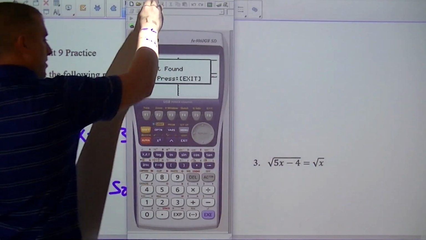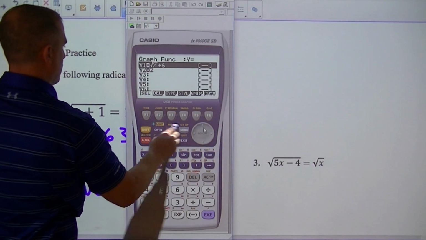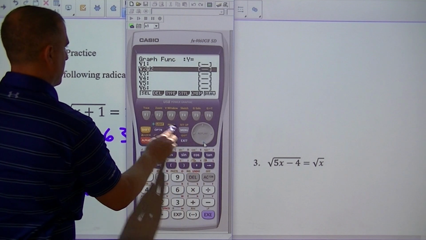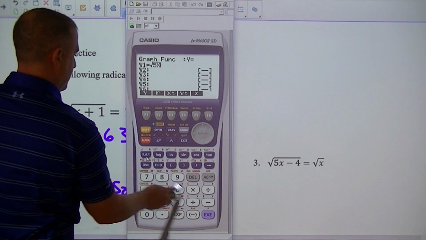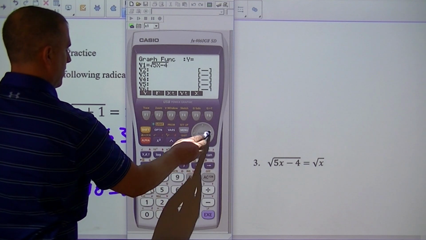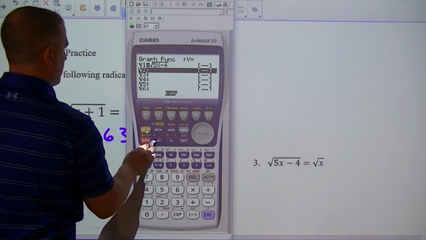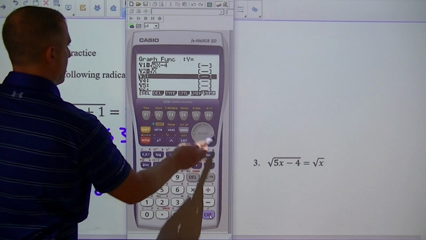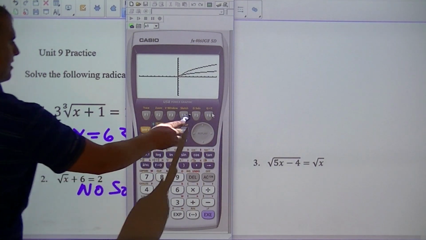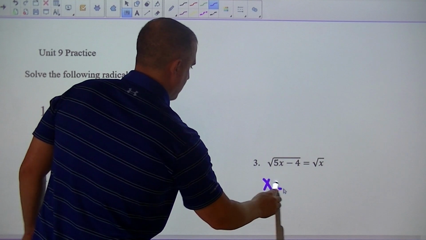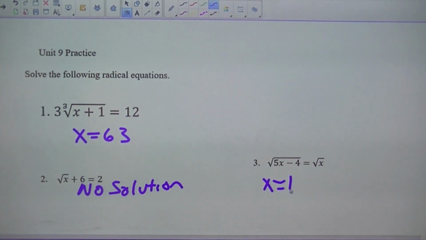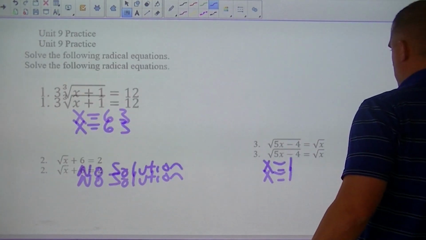Now this next one will be square root of 5x minus 4 in that row, and then square root of x in this row. If I draw that, G-solve intersection, I get x equals 1. And notice I'm only writing the x coordinates and not the y coordinates.